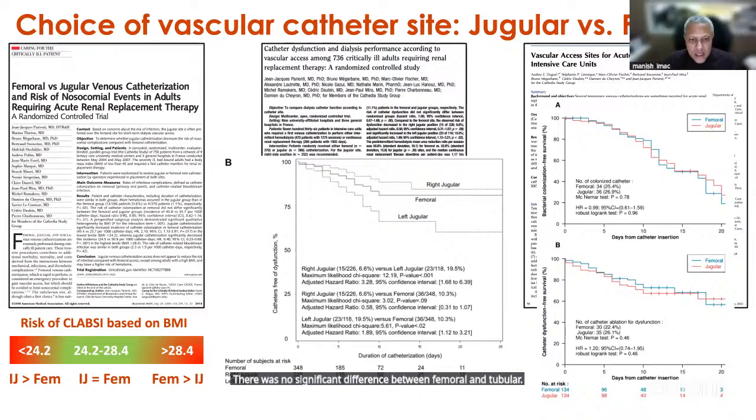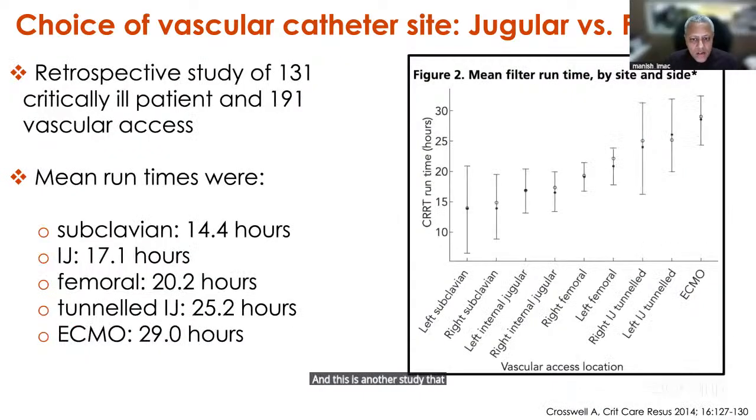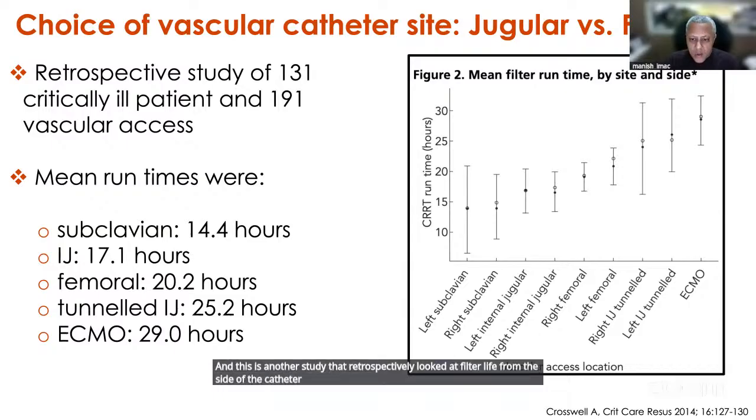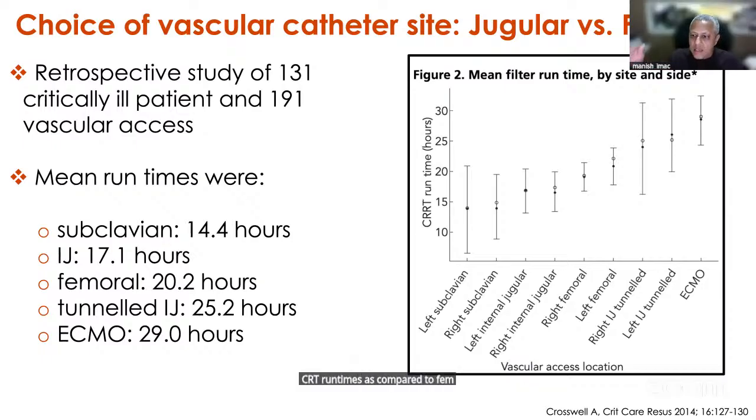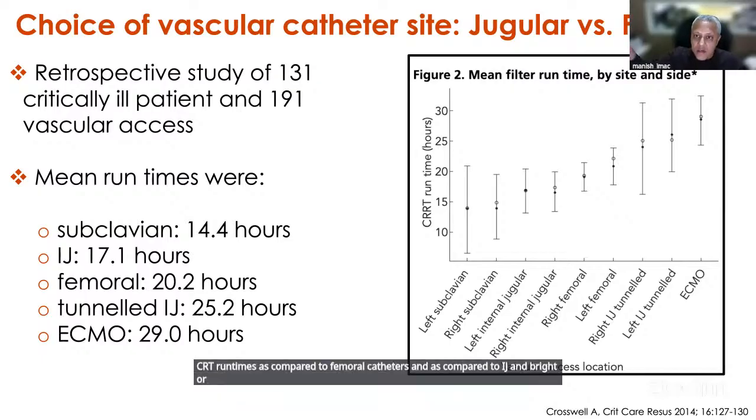And this is another study that retrospectively looked at filter life from the side of the catheter inserted. And as you can see, the left subclavian and the left internal jugular had the lowest CRRT run times as compared to femoral catheters and as compared to right IJ or tunnel dialysis catheters or ECMO catheters. So again, the site of catheter insertion and where your tip lies actually matters and has an influence on your CRRT runtime.